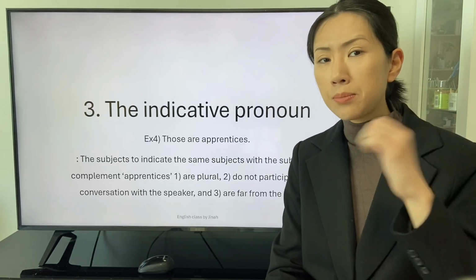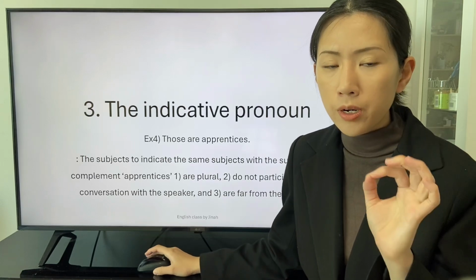The fourth exemplary clause is this. Those are apprentices.